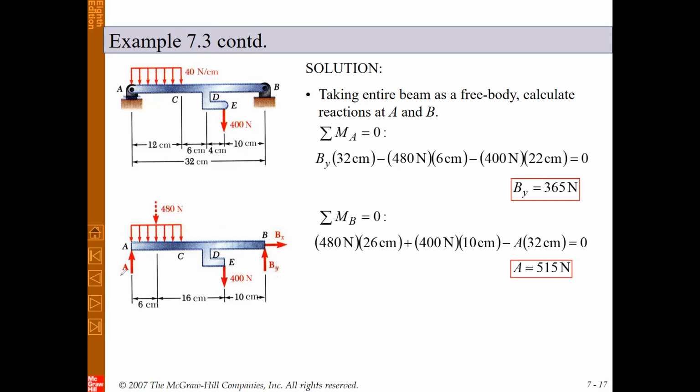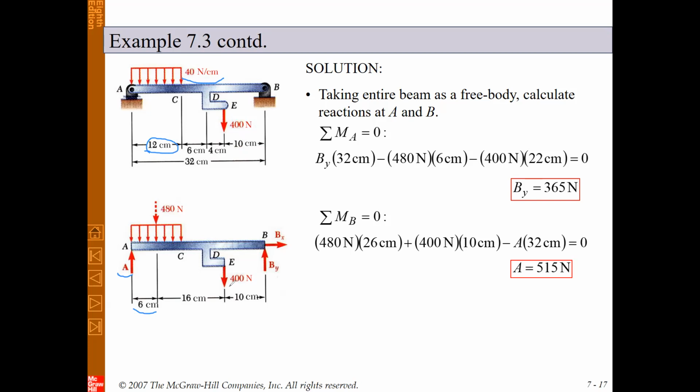Again, we have one reaction at point A, which is a roller connection. We have two reactions, Bx and By, at the pin connection B. We have one distributed load, which is 40 Newton per centimeter. The equivalent resultant force for this distributed load is 40 multiplied by 12 centimeter, which is 480 Newton. And the action point of this resultant force is exactly at the center of this rectangle, and it's located here with a distance of 6 centimeter from point A.